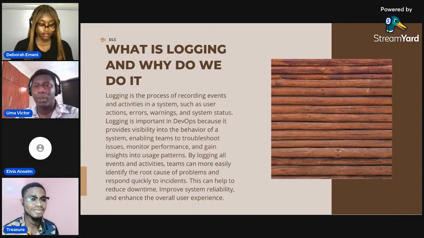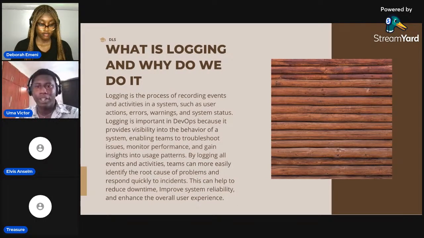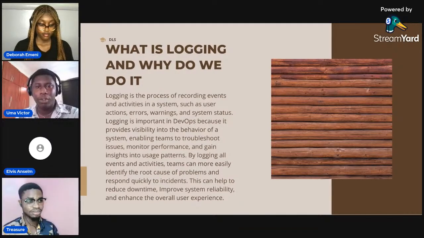In DevOps, you have large scale applications and you are looking for different kinds of events, user events, activities that are happening on your application so that you can properly debug. If you run into an issue in your application, you can properly debug these issues.